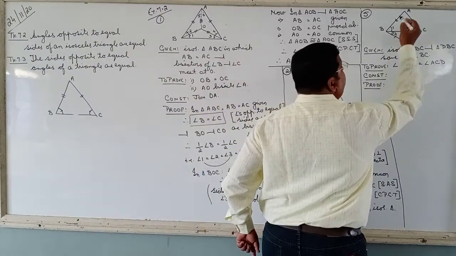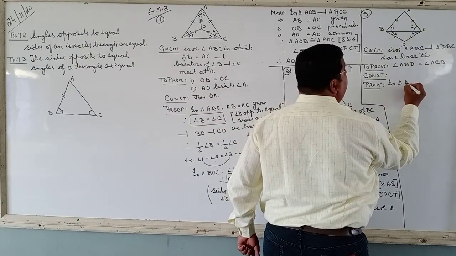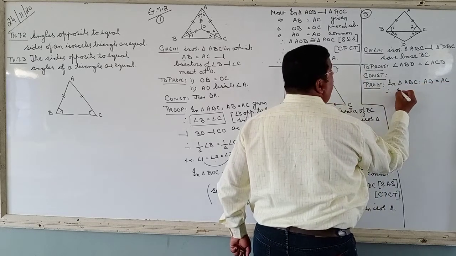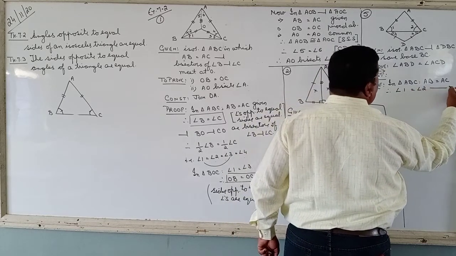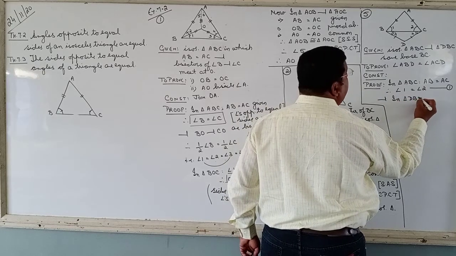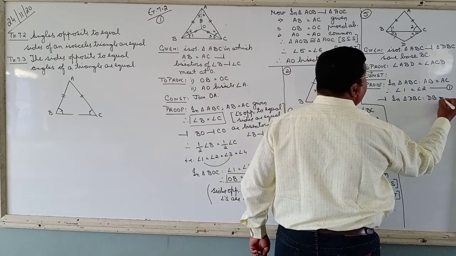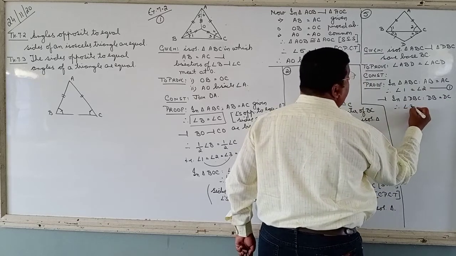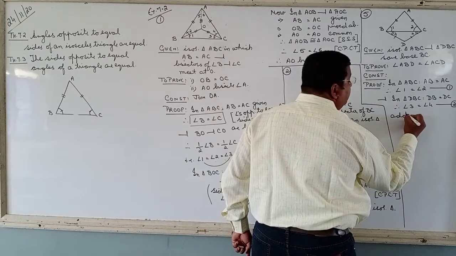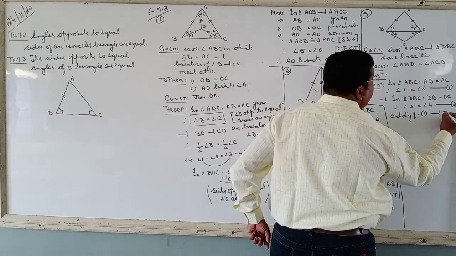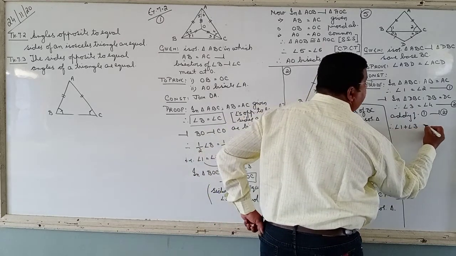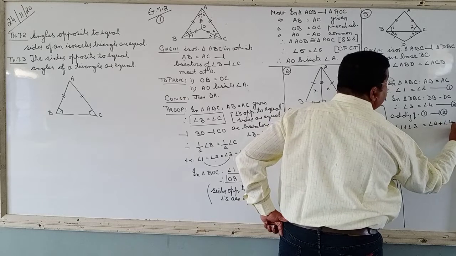In triangle ABC, AB is equal to AC. So therefore, angle 1 is equal to angle 2. Equation number first. And in triangle DBC, DB is equal to DC. So therefore, angle 3 is equal to angle 4. Equation number second. Adding equations first and second, we are adding both of them. So therefore, angle 1 plus angle 3 is equal to angle 2 plus angle 4.